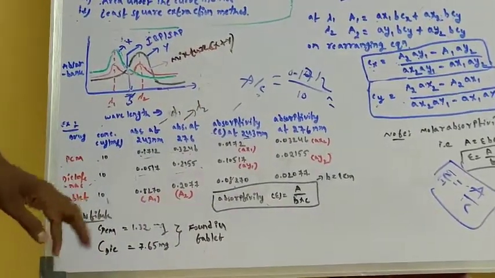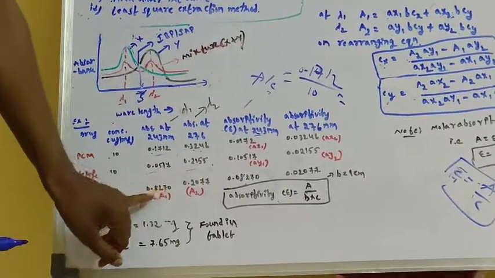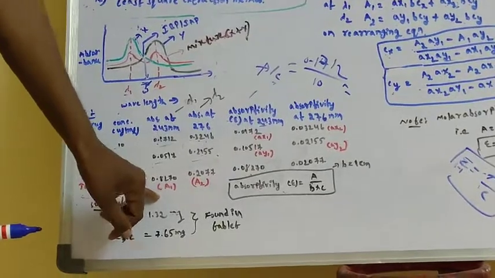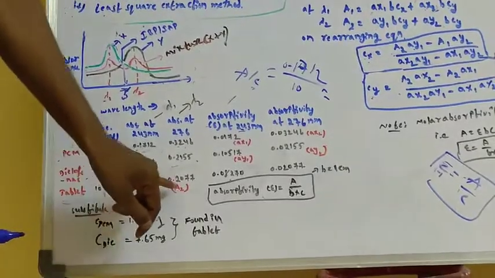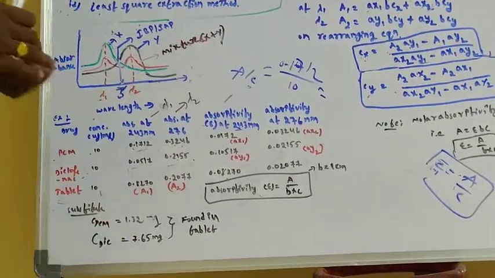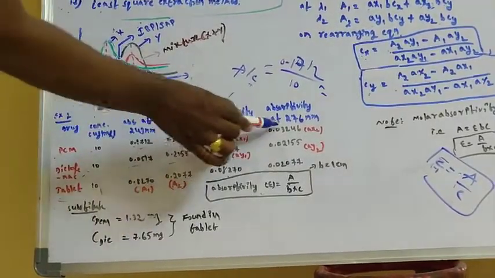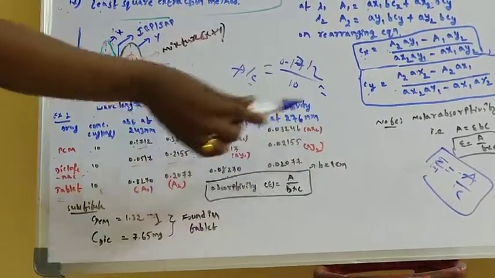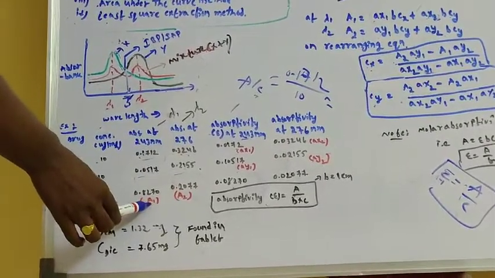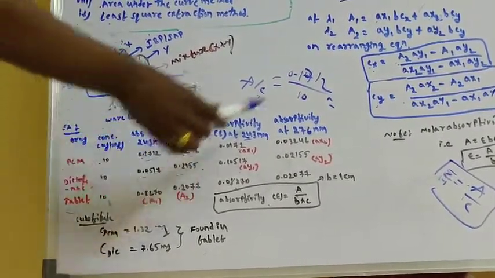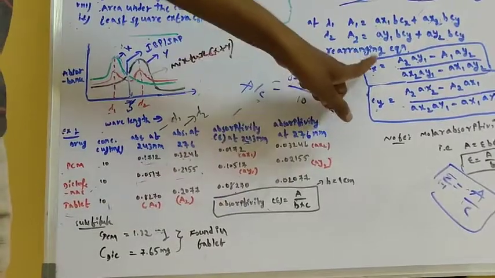Then come to the tablet. I prepared an equivalent weight at 10 microgram per ml, and I got 0.8270, the absorbance A1 at lambda 1. Lambda 1 is 243 and lambda 2 is 276. So 0.8270 and 0.2077, that is A2. The required values are AX1, AX2, AY1, AY2, and for the tablet in the dilute solution, the absorbance values are A1 and A2.